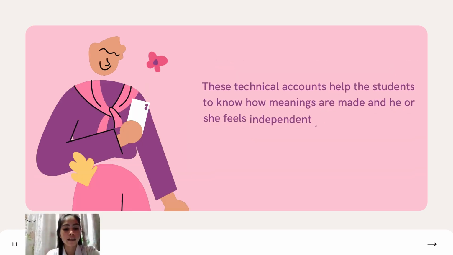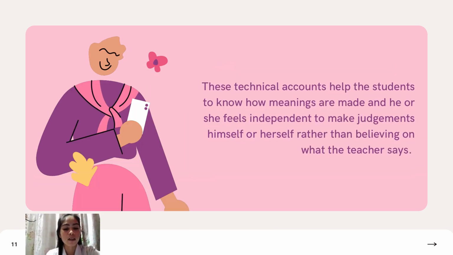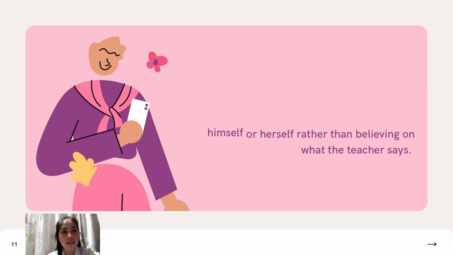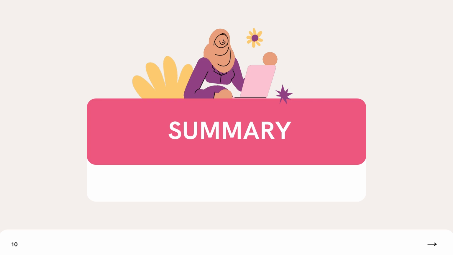Stylistics is a language-based approach that is part of using literature to make meaningful interpretation. It is a key learning aid because it helps transition a skill from the conscious to the subconscious. Through repetition, a skill is practiced and rehearsed over time and gradually becomes easier. Students know how meanings are made, and he or she feels independent to make judgments himself or herself, rather than believing what the teacher says. And now we are bound to the last part of this presentation, the summary.